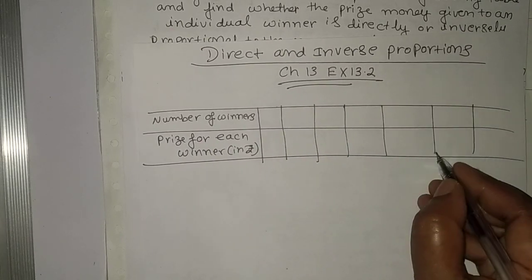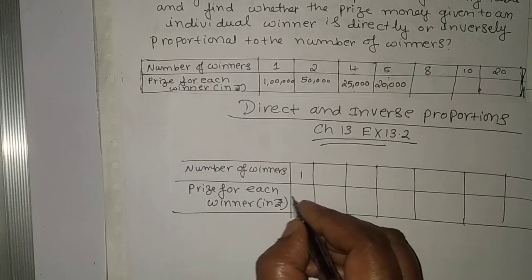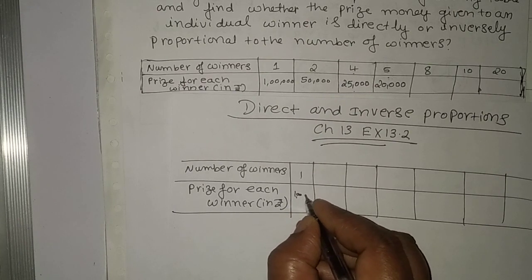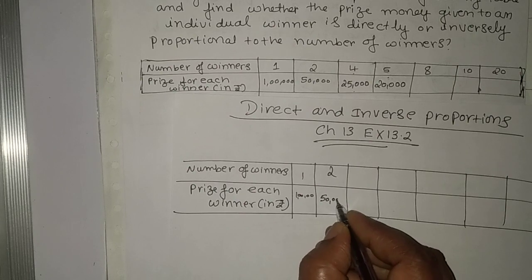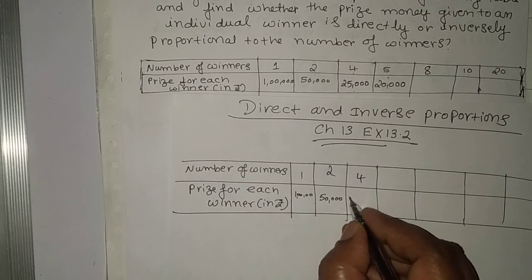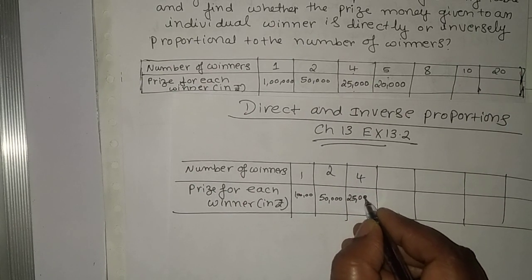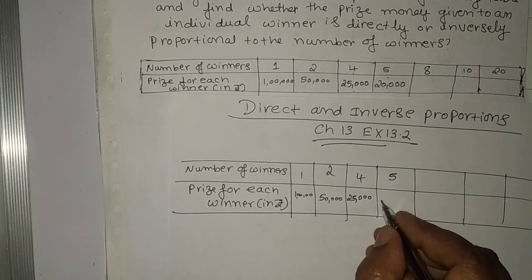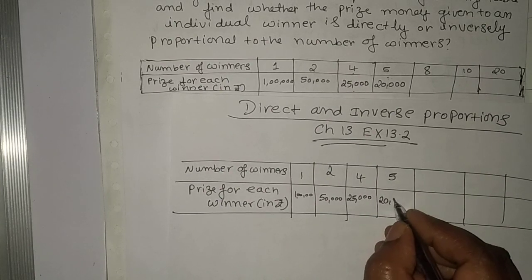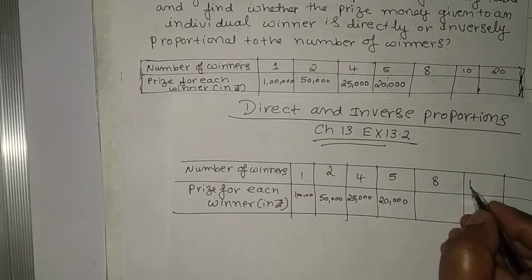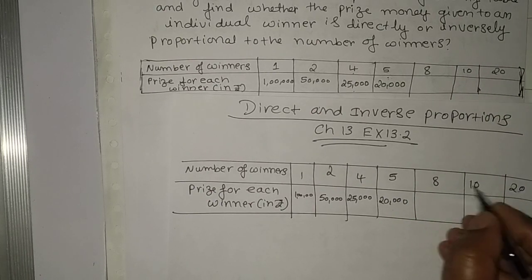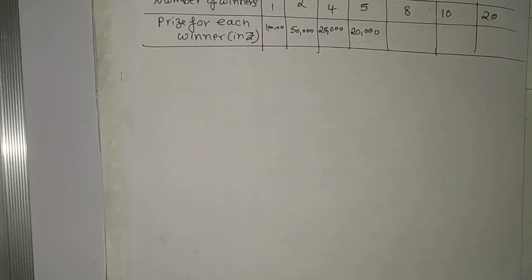So write down, 1 means 1 lakh, 2 is 50,000, 4 is 25,000. We finished calculating for 4 winners and 5 winners. Then 8, 10 and 20 are left out. So next, what is the value we have to take?